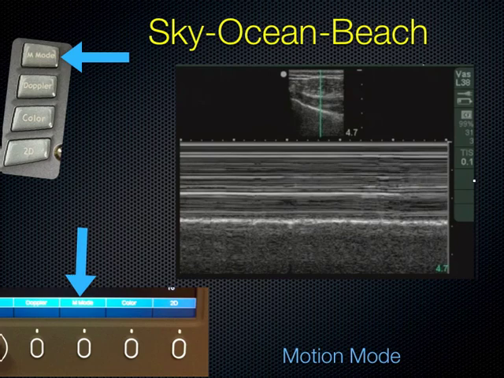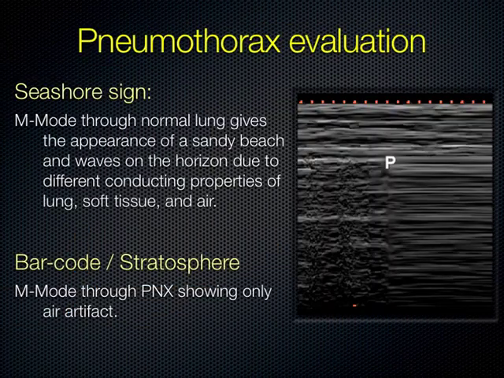If the lung has dropped, the beach disappears, because you just basically have stripes the whole way down, because all you're getting are reverberations from the soft tissue. You can't see any lung, you can't see motion of the lung, so the beach drops out of the picture, and you have a barcode or stratosphere sign.